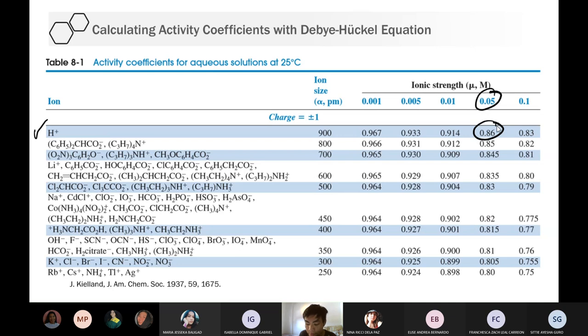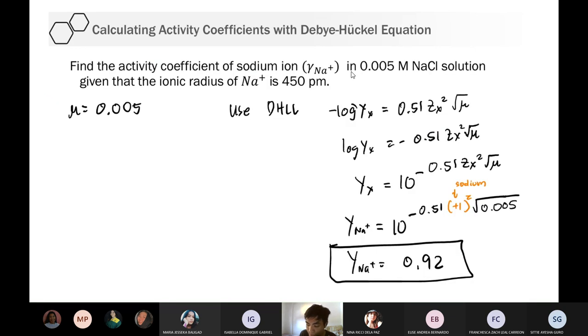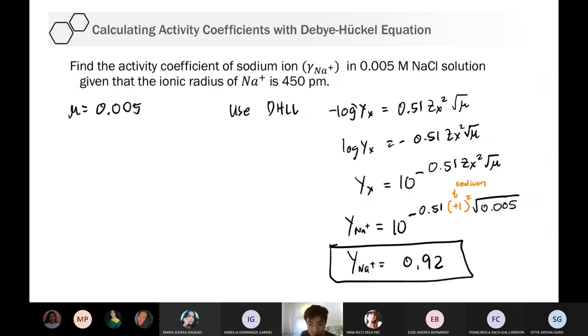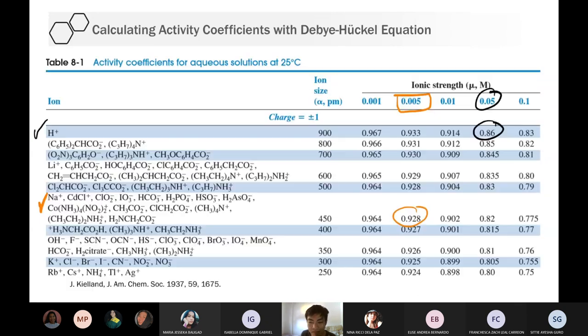Malapit, na? How about itong kay sodium? So, the ionic strength is 0.005. Ano kaya yung gamma ni sodium? Hanapin mo, 0.005. So, dito tayo titingin. So, ito. 0.005. Tapos, hanapin mo yung sodium. And dito si sodium. The gamma is 0.928, okay? Ano na solve natin kanina? 0.92. Di ba? Malapit. Ganun na lang.